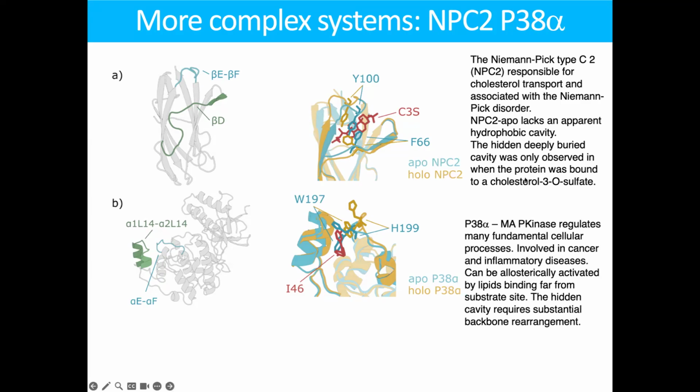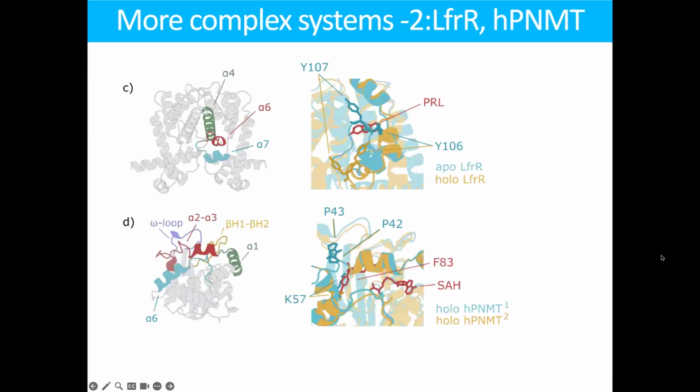P38 alpha MAP kinase is very important for cancer treatment, as it is involved in cancer and inflammatory diseases, and can be allosterically activated by lipids binding far from the substrate site. Again, the hidden cavity requires substantial backbone rearrangement.